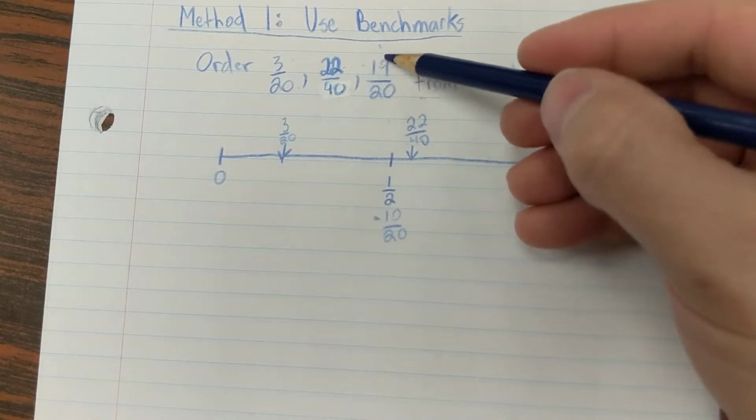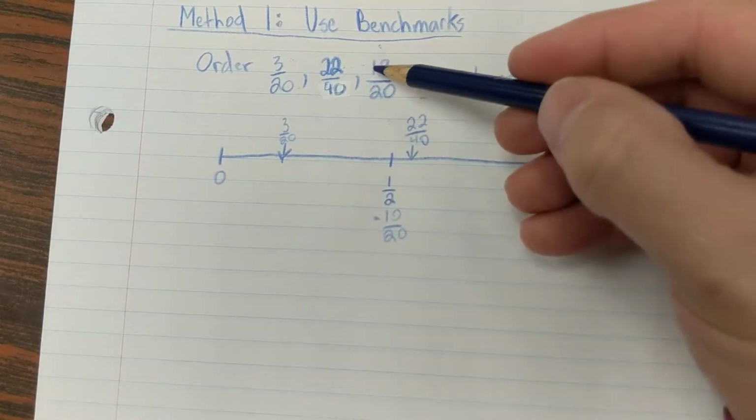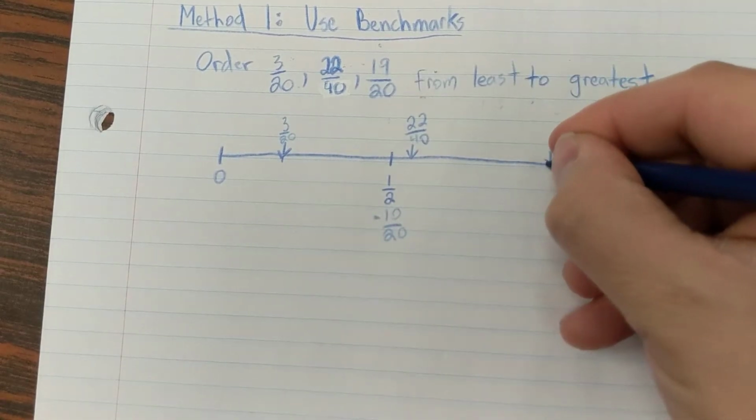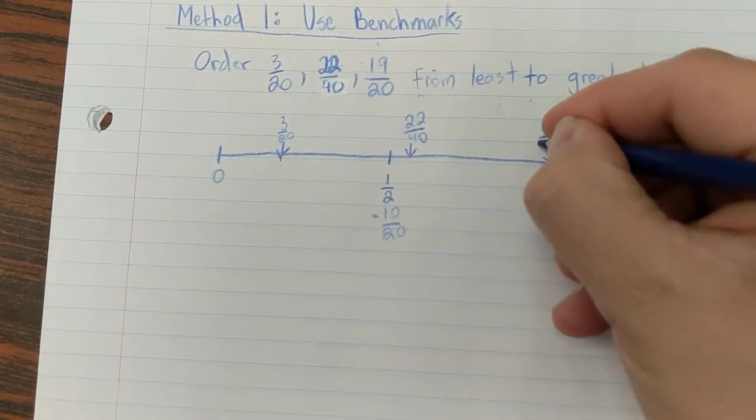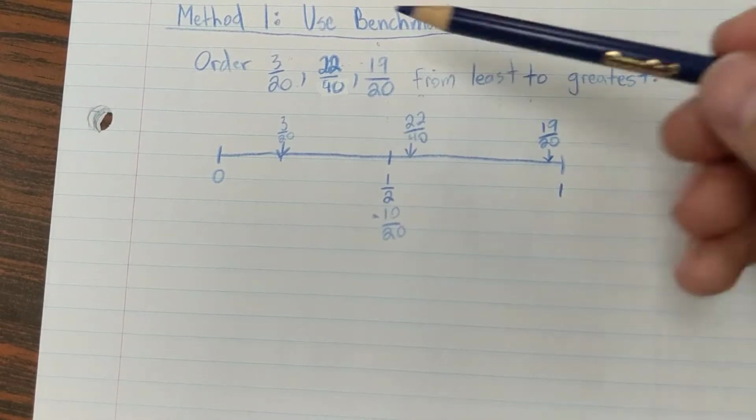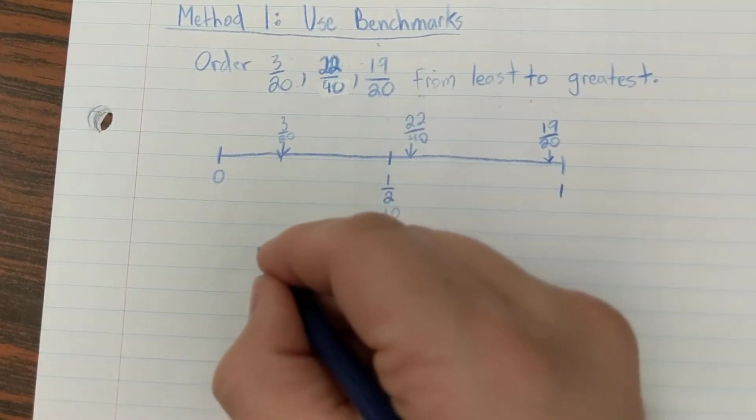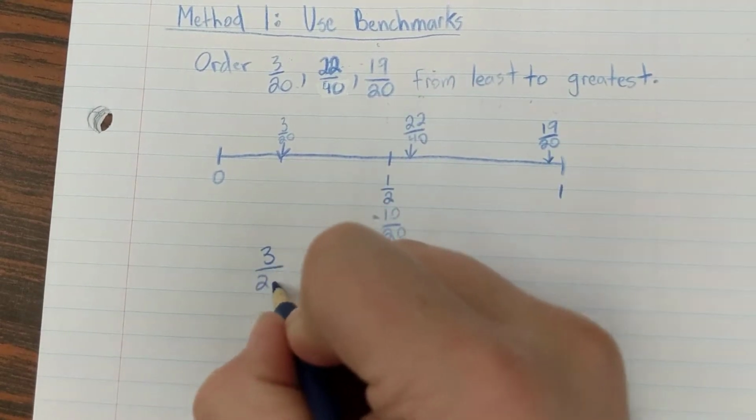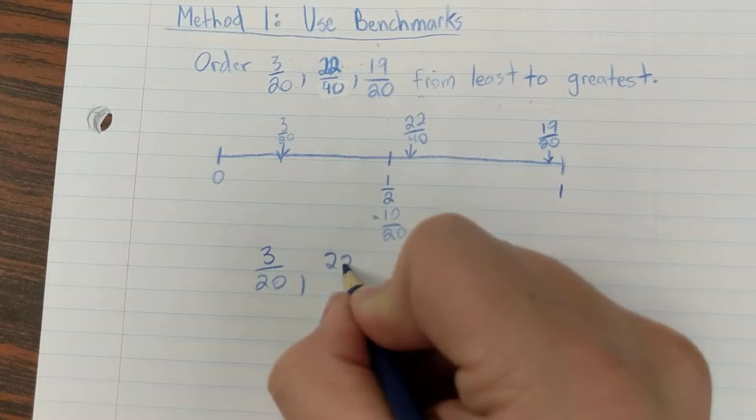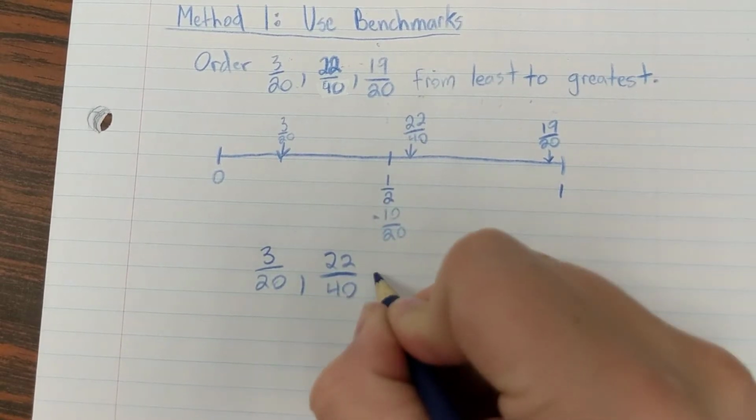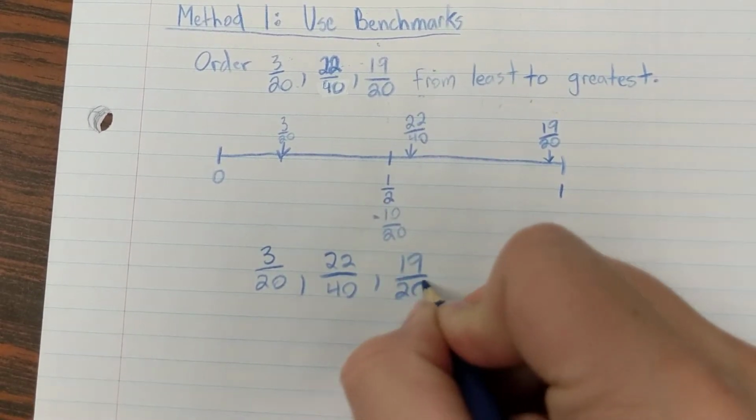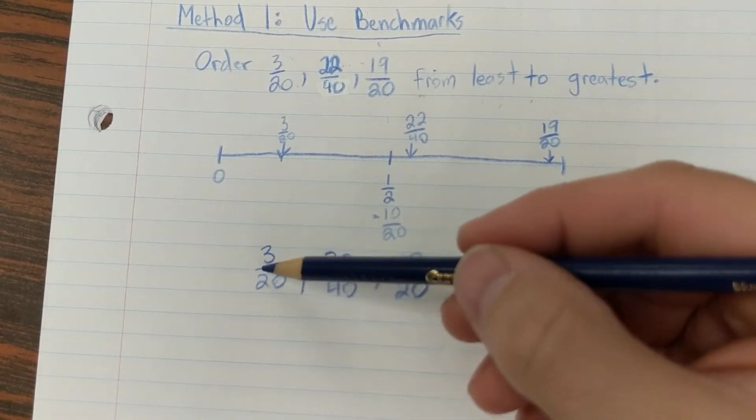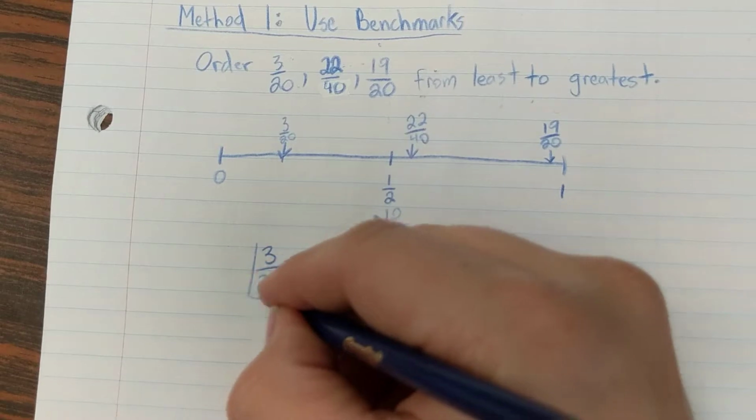19/20. This is almost 20. This is almost as big as this, and it's nowhere close to 10. It's much closer to 20. So 19/20 would be somewhere over here. So we would know that this would be the order from least to greatest. So least to greatest, remember, always check. Sometimes I might put greatest to least. It's 3/20, then it's actually 22/40, and then it's 19/20. Okay? We put it in order, and we put commas between from least to greatest, and that would be your answer.